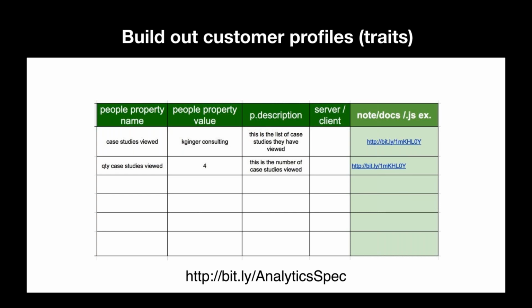This way, if you integrate it through Segment, you store that first name in HubSpot, but you also store that in Mixpanel and KISSmetrics and various other tools. So we basically need to come up with traits. Now, the first thing we're going to want to do is come up with a people property name.